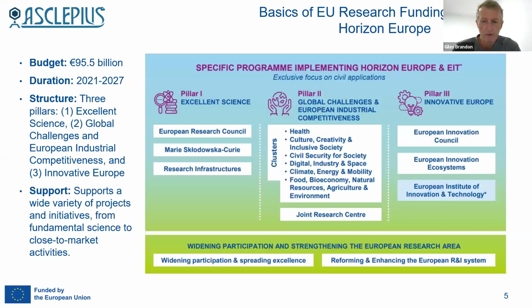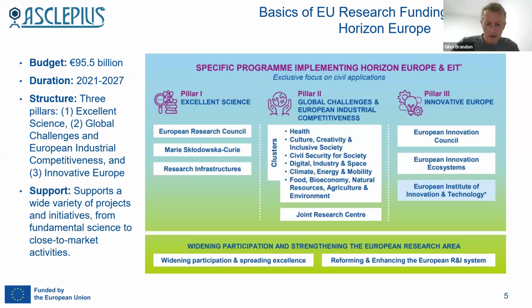For those of you who don't know, this figure that you see here on the right is a high-level view of the Horizon Europe program. Horizon Europe is the EU's main funding program for research and development. It's a program that started in 2021 and runs to 2027. It has a massive budget, 95.5 billion euros.